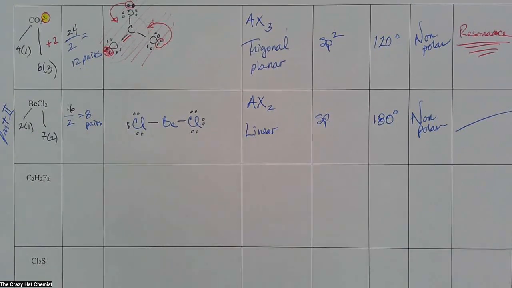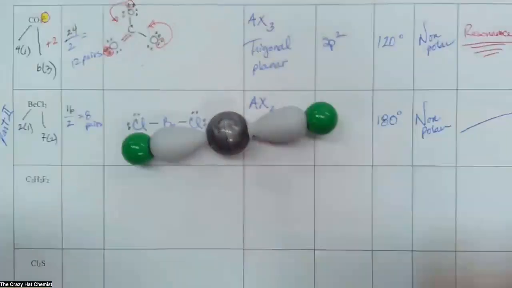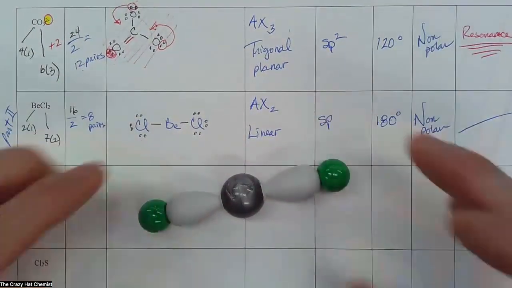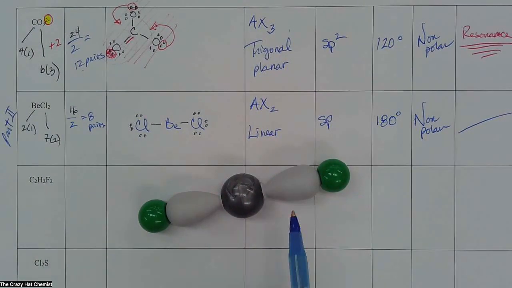And so let me show you the model for this. This is a linear type structure. And so this is what this will look like. So the beryllium, let me put this down here so you can see the Lewis dot structure and the model. So the beryllium is this central atom here, and these gray things are the bonding pairs of electrons. This is not showing the non-bonding pairs of electrons, so that's okay.